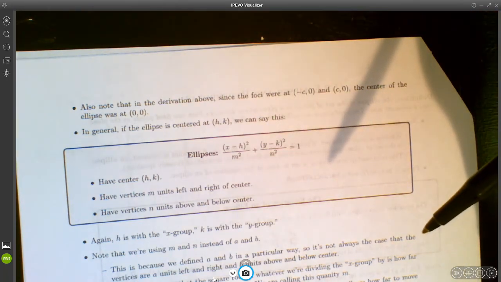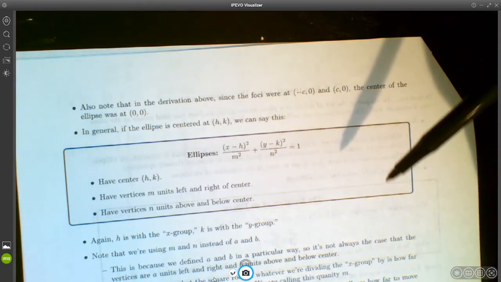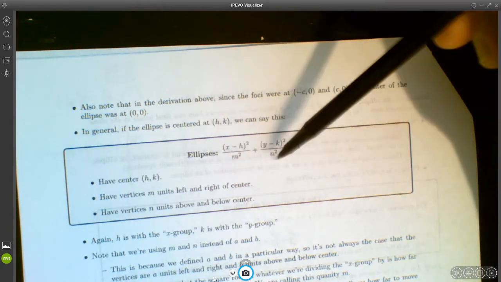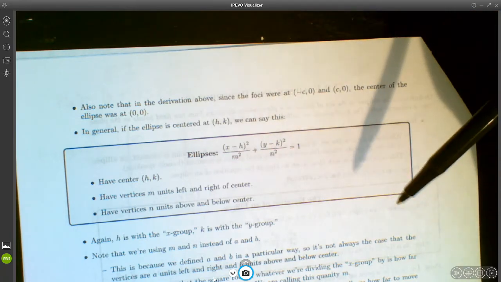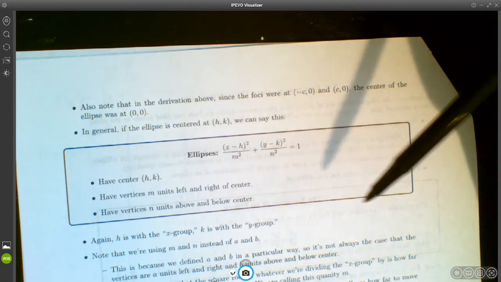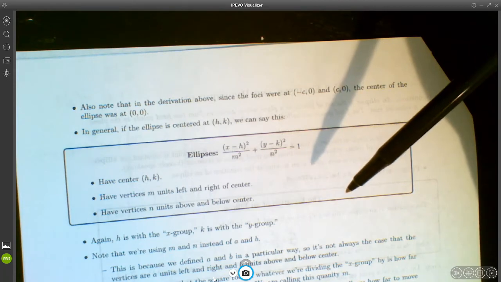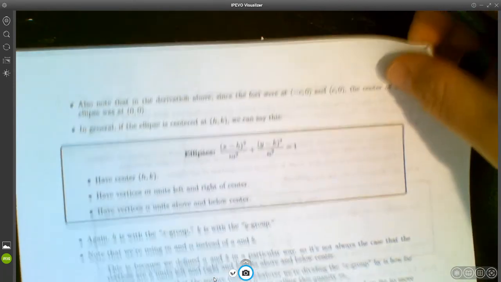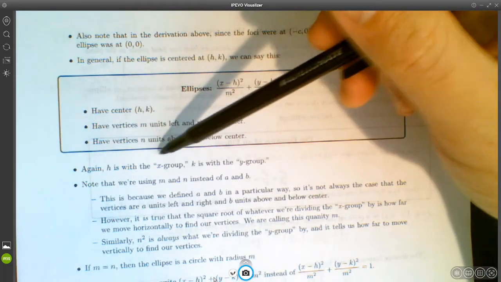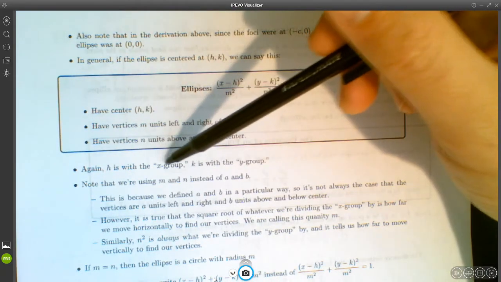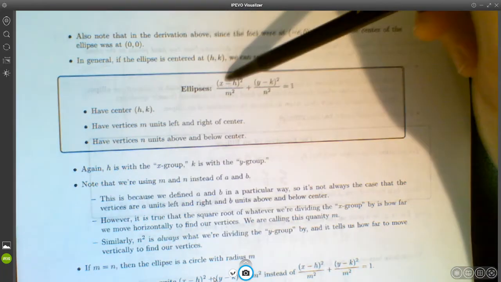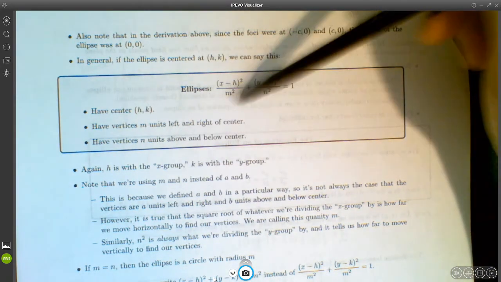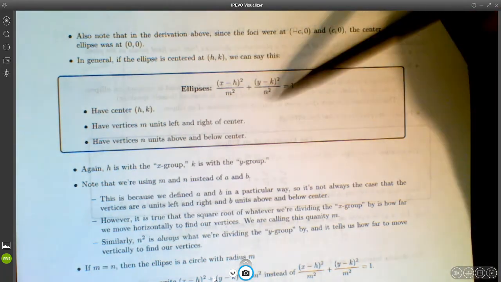That's not always true if you're dealing with a and b, right? So I changed the letters to m and n so that we can make this a more general observation. Just like with parabolas and circles, h is always with the x's, k is always with the y's, and you always change the signs. m is always what you're dividing the x group by, n is always what you're dividing the y group by.